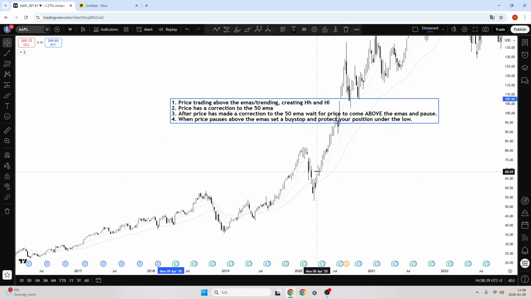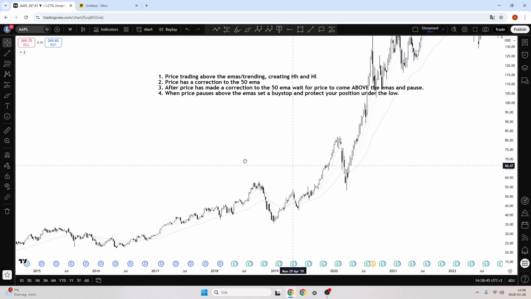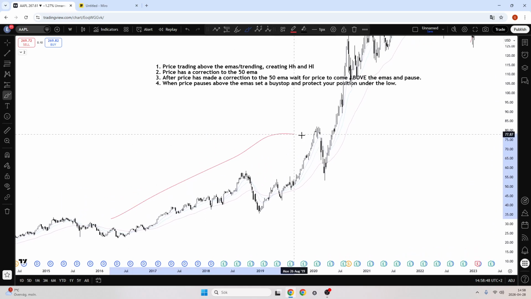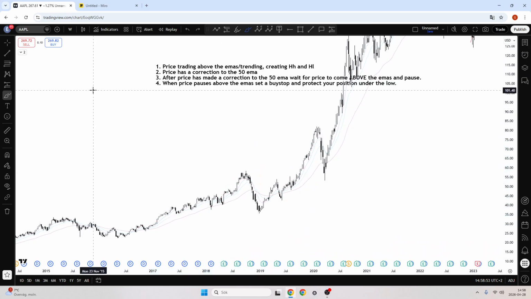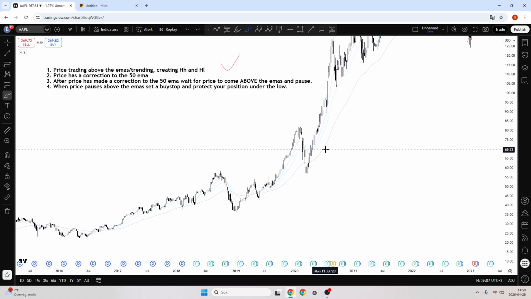So what we can do right here is, would you guys say that this fills the criteria? This right here. So check this. Price trading above the EMAs, trending, creating higher highs and higher lows. So let's check the history. Price is trading above the EMAs, creating higher highs and higher lows, so we can check that off. Price has a correction to the 50 MA. After price has made a correction to the 50 MA, wait for price to come above the MAs and pause. So after we made a flush or correction to the 50, wait for price to come above the MAs and pause. And we actually have a pause right here, as you guys can see.